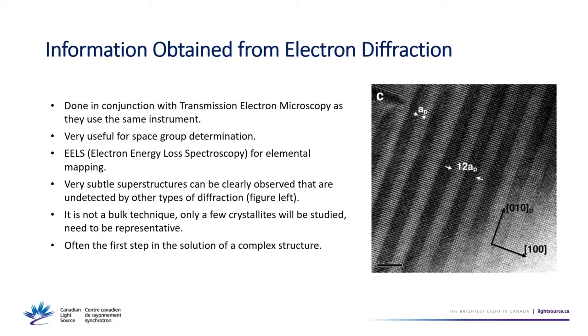The other disadvantage of electron diffraction is it's not a bulk technique. You're going around looking at individual crystallites, so you're only going to ever look at, if you're very ambitious, maybe a few hundred crystallites. So you need to be careful when you do it that the crystallites you pick out are representative of the bulk.